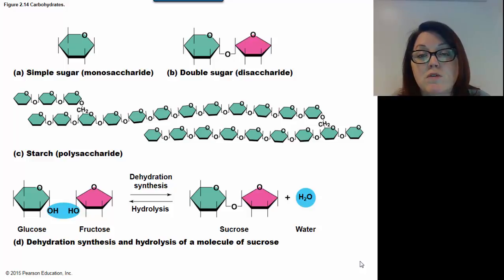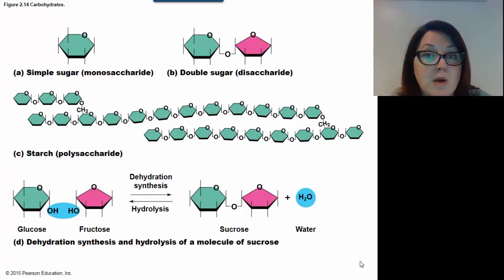Glucose is very important for energy. It is our main source for making cellular energy. We use the energy in glucose to make cellular energy, which is in the form of ATP. And I'll talk more about ATP in a little bit when we talk about nucleic acids.